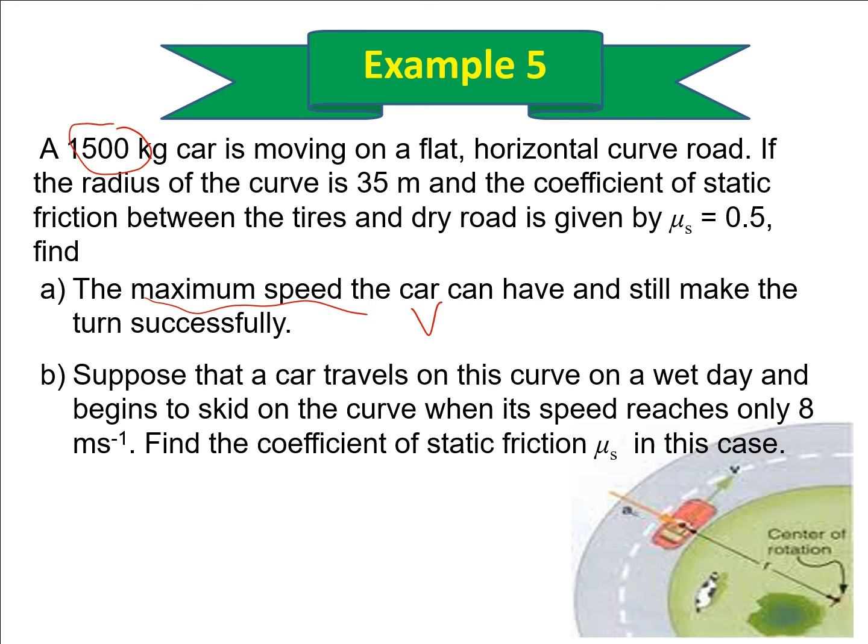Tapi B, suppose that a car travels on this curve on a wet day. Kalau hujan kan. And dia begins to skid. Kadang-kadang bila kita drive tu hujan, kalau kita terlaju sikit, kita rasa macam tayar nak lari. Itulah yang ini, begins to skid. So bila dia speed, dia 8 meter per second, dia dah rasa dah begin to skid. So dia kata calculate the mu for this case. Okay. Kereta yang sama, road yang sama, cuma dia basah. Okay, dan speed dia berkurang. Apa akan jadi pada kali geserannya? Disuruh kira lah.